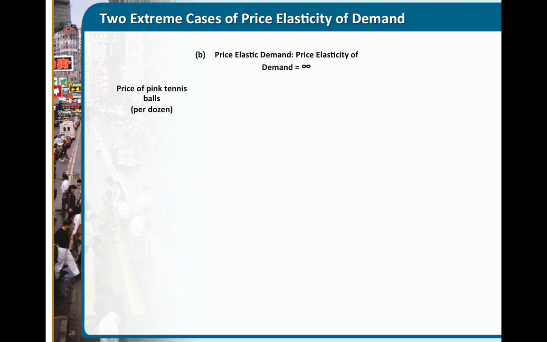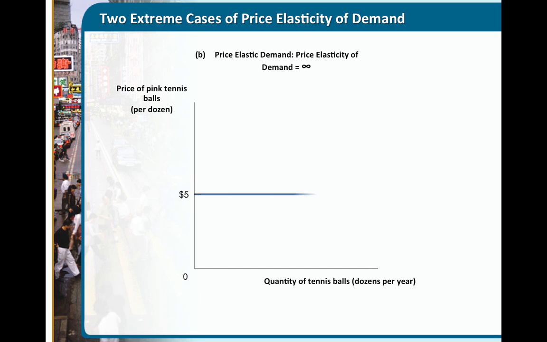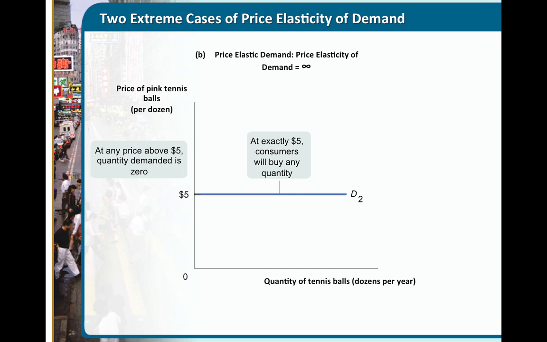I don't like this example of the price of pink tennis balls per dozen for a perfectly elastic demand, which would mean at exactly $5, consumers will buy any quantity. At any price above $5, quantity demanded is zero. Any price below, quantity demanded is infinite.